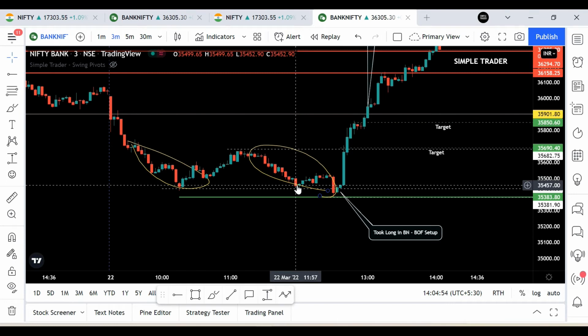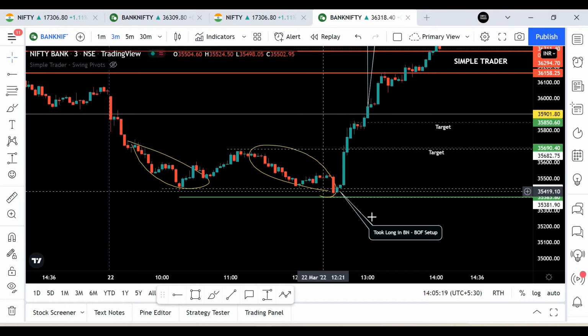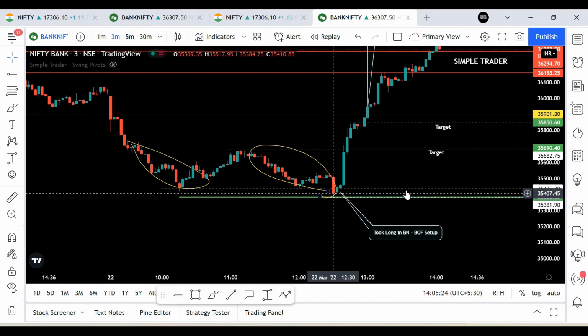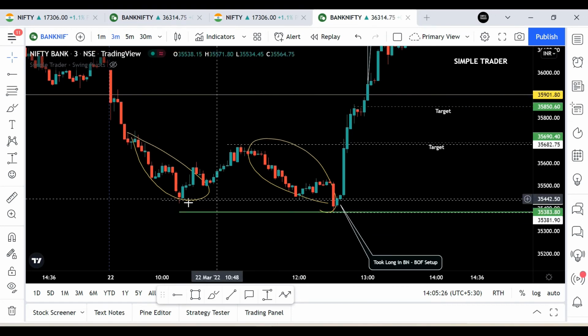So what I did, I understand that buyers are not coming in, but my only problem is I want to look at the sellers' strength. If the sellers' strength is fading out every time during this buyers' zone, then ultimately the buyers will take control and push the price up. Whether it is a 300 points movement or 3000 points movement, that is different, right? So I waited for this one, and this is again a BOF setup.